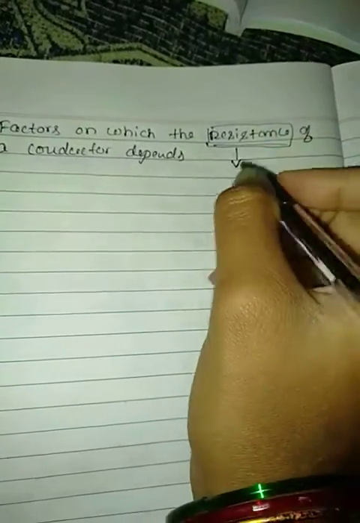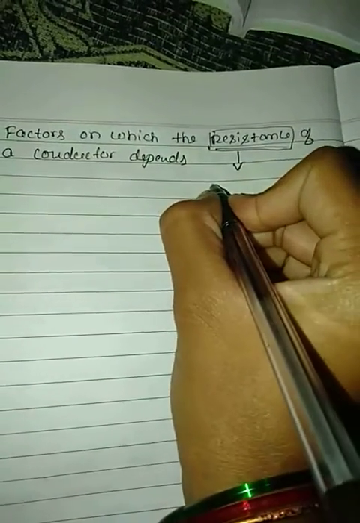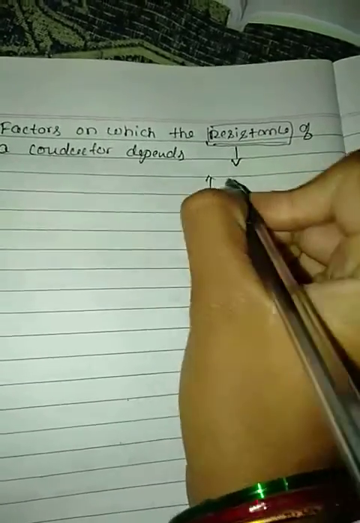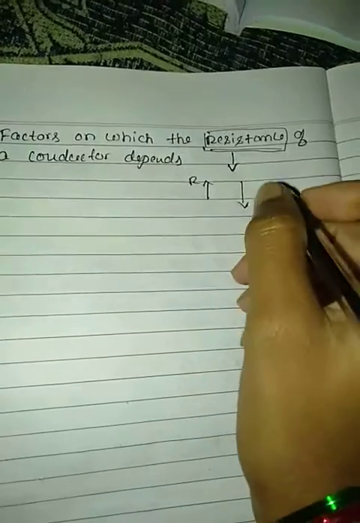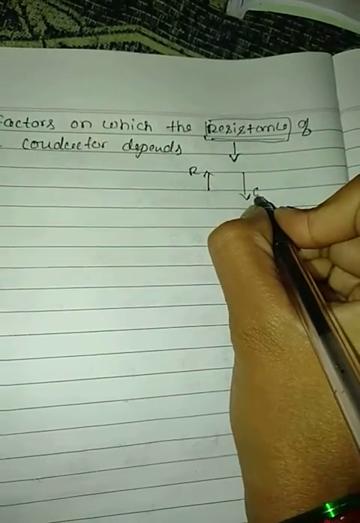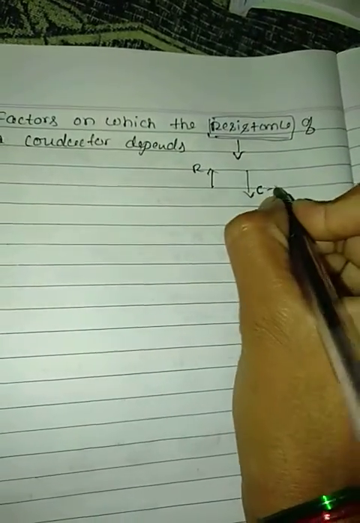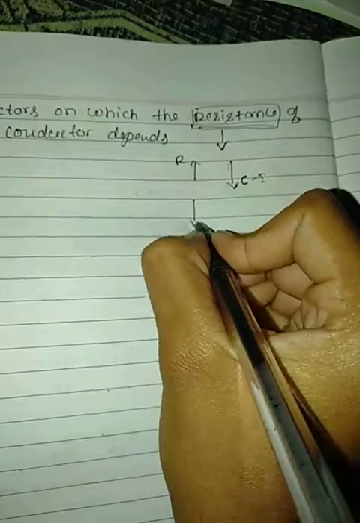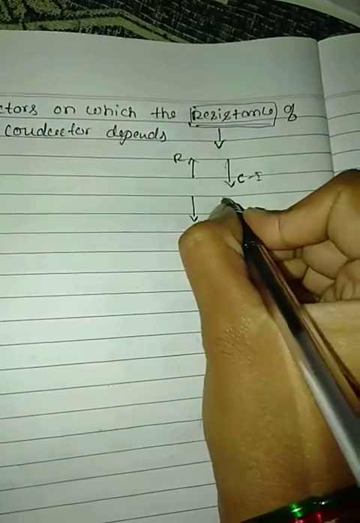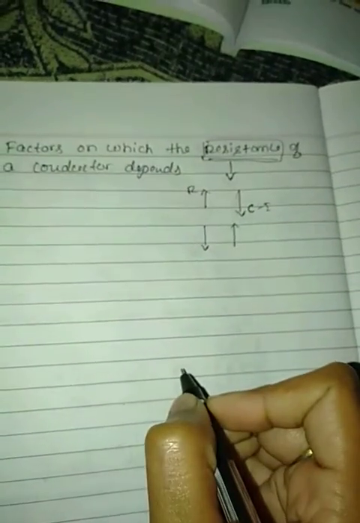Resistance. If the resistance is very high in the circuit, the flow of charges usually decreases. The flow of charges means current. The current is I, so I decreases. If the resistance decreases, the flow of charges or current in the circuit increases.